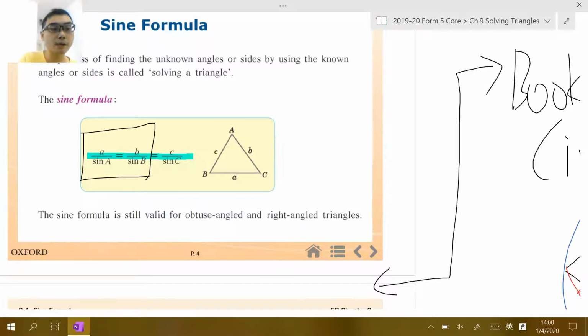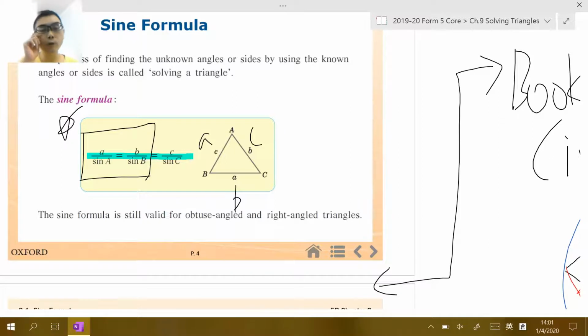That means practically we take, for example, a over sine A equals b over sine B, or even a over sine A equals c over sine C, because the A, B, C order is just defined by you. If you take this one A, this one B, this one C, it's okay. Even you can change this one to B, this one to A, this one to C also. It's up to you. That means the lettering order is not important in this formula. What you need to remember is that you need to take 2 pairs of fractions, the length and the sine angle pair as a fraction, to compare with the other.